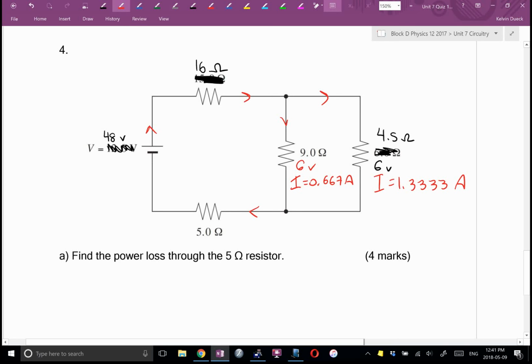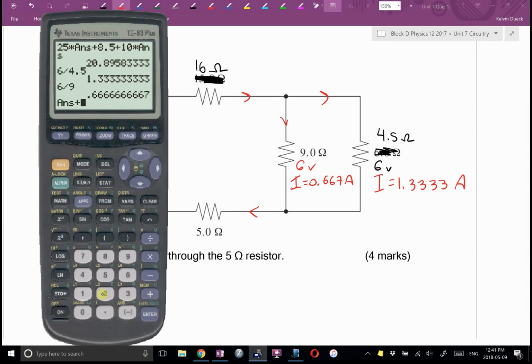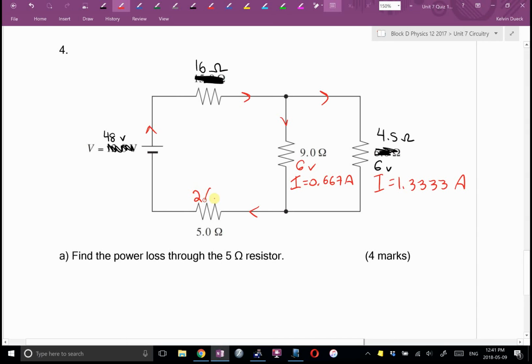So I total, is I total exactly 2? Right, if I go that plus 1.33333333, I think it works out to exactly 2. Well, that's kind of convenient. So that means I have 2 amps there, 2 amps there. What do they want me to find?